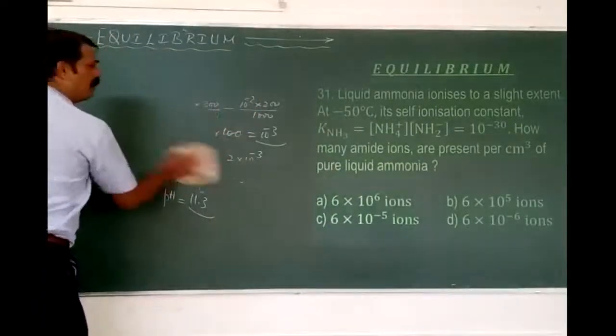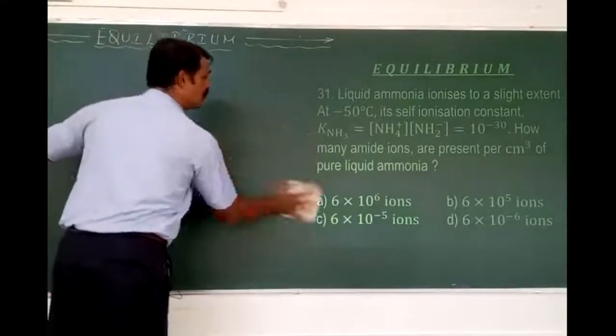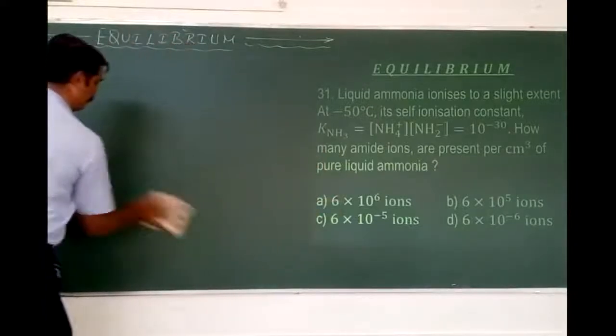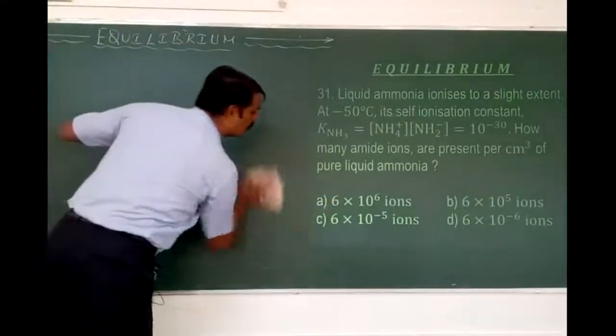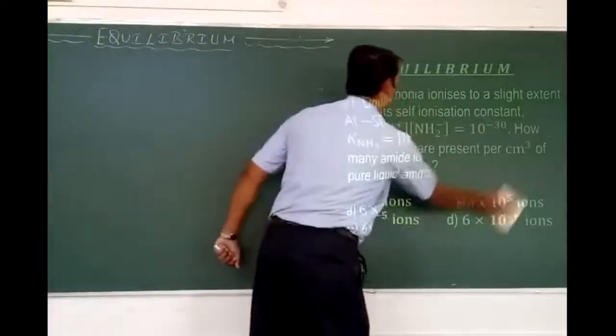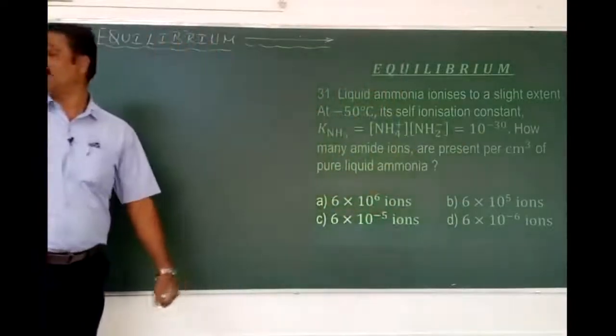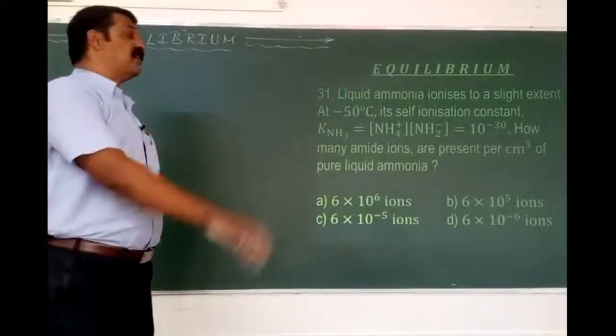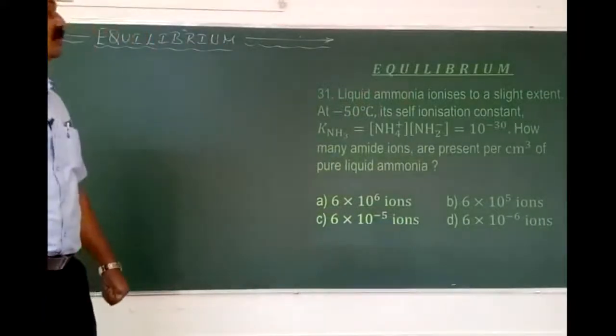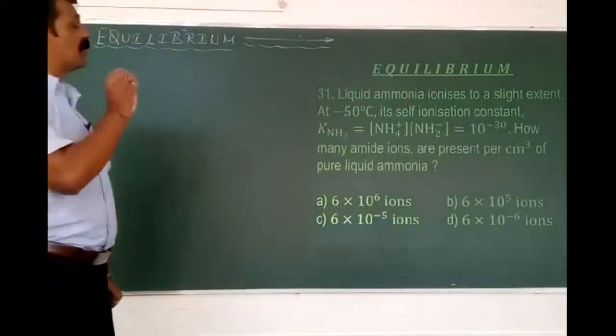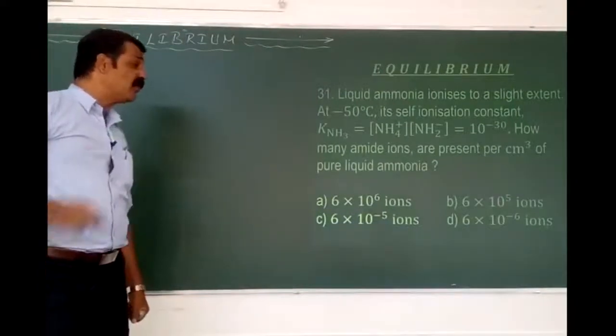Liquid ammonia ionizes to a slight extent. At minus 50 degrees Celsius, its self-ionization constant, that is K_NH3 equal to NH4 plus into NH2 minus, is 10 to the power of minus 30. Therefore, how many amide ions are present per 1 cm cube of the pure liquid?